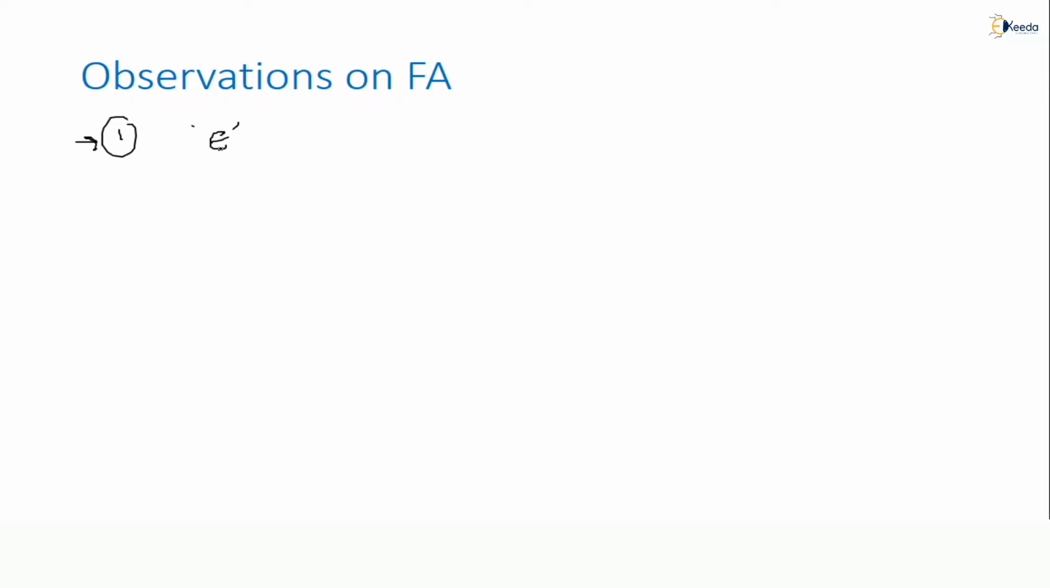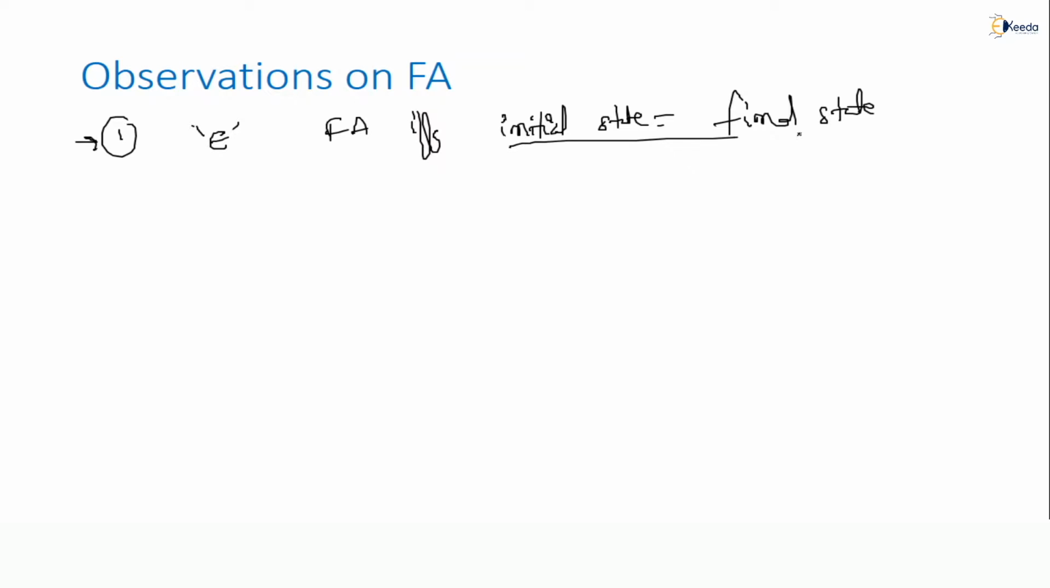You know the empty string, right? Epsilon is the empty string. The empty string epsilon is accepted by an FA if and only if the initial state equals the final state. This is a very important point. So I am repeating the statement: the empty string epsilon is accepted by an FA if and only if the initial state equals the final state.